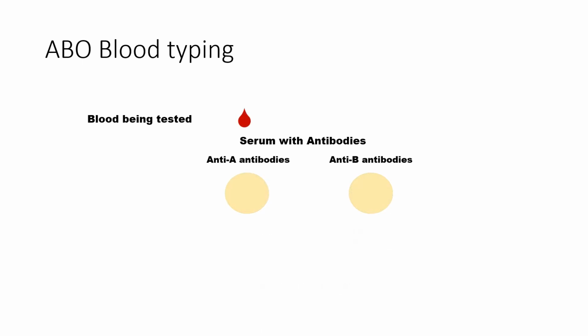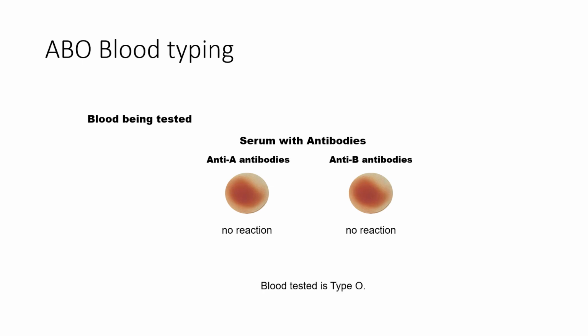So let's try another one. So we drop our blood in our anti-A antibody vial. We got no reaction, so we have no antigen A on our blood. And we're going to run it through anti-B as well. And we see that we got no reaction here either. So this means that the blood has neither antigen A nor antigen B on it. And therefore, our blood type is going to be blood type O.